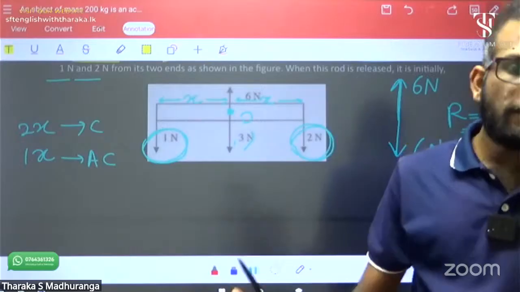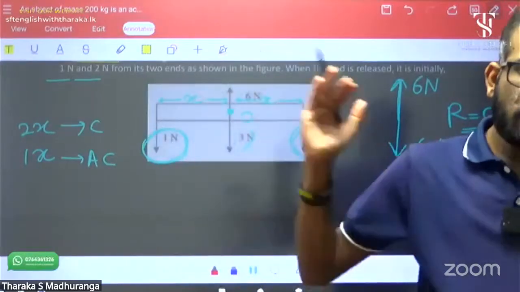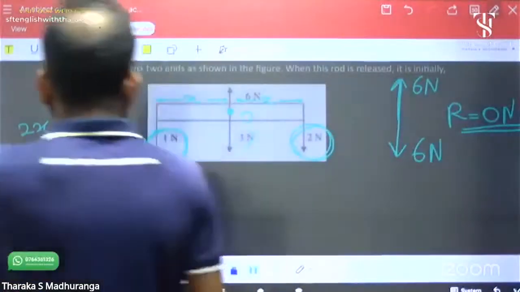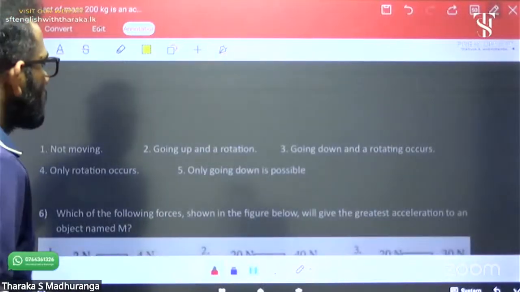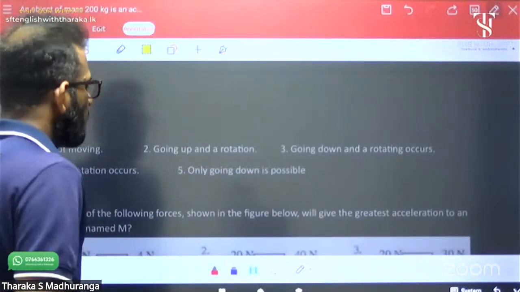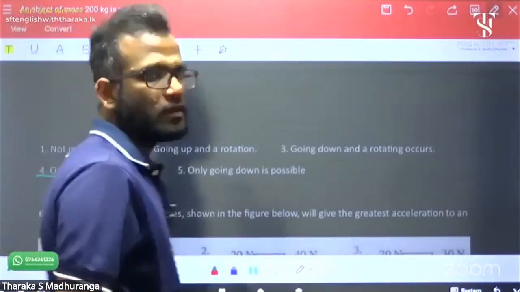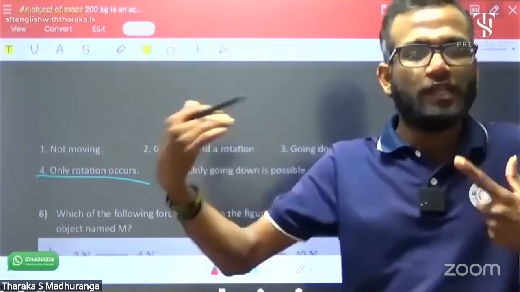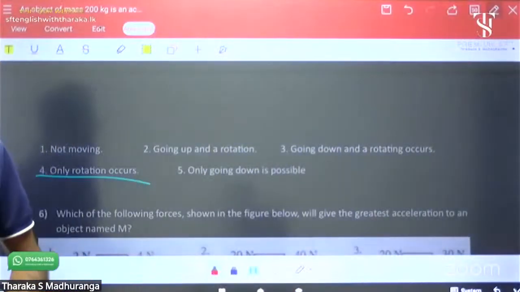Therefore, it is always accelerating into the clockwise direction. The clockwise moment of force is greater. Therefore, there is no linear motion, only rotation. We can say it rotates in the clockwise direction. It's a very good question, a rational question.